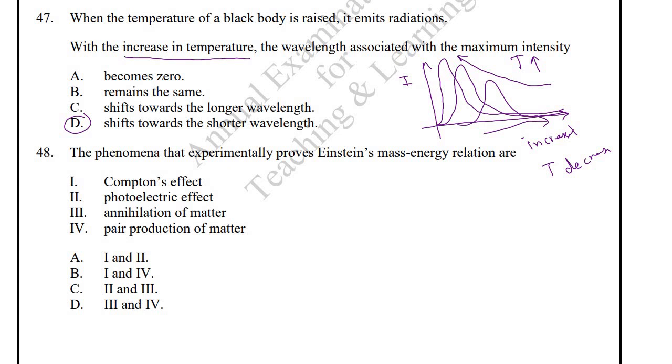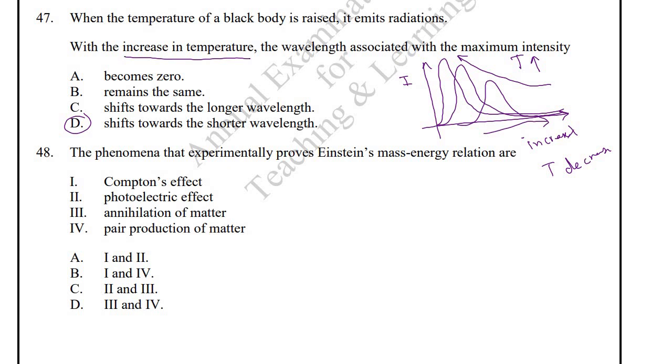because when temperature is increasing, the maximum intensity shifted to the shorter wavelength. The photoelectric phenomena that experimentally proves the Einstein's mass-energy relation. This means that mass could be converted into energy and energy can be converted into mass. So, in modern physics or in quantum mechanics, the mass and energy are both interconvertible quantities.